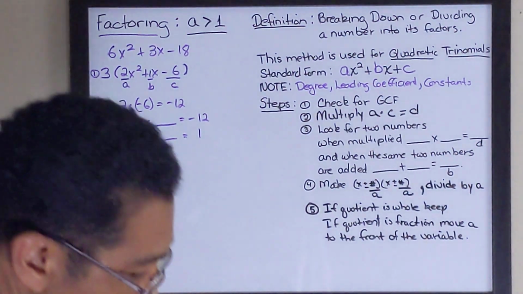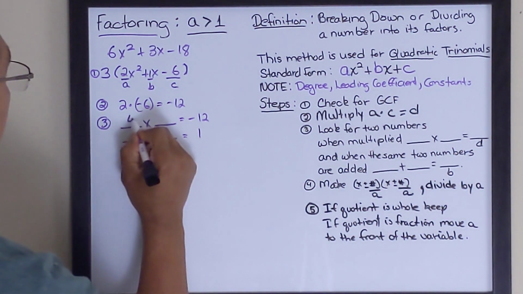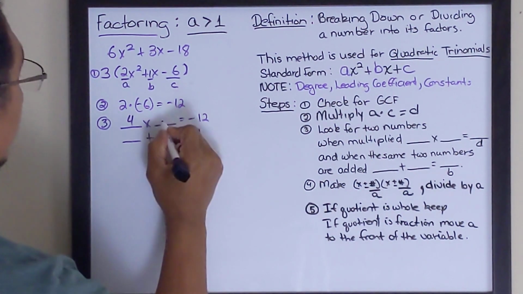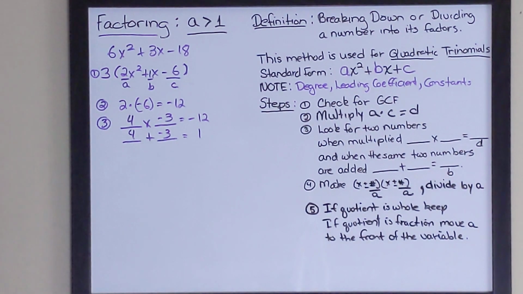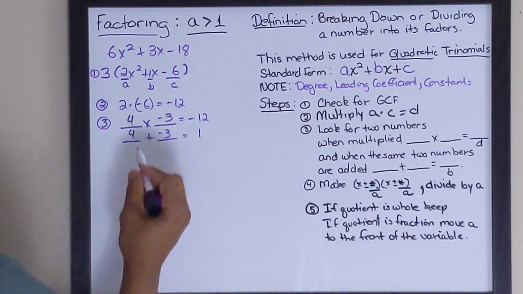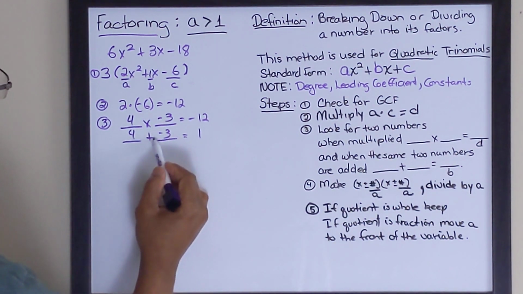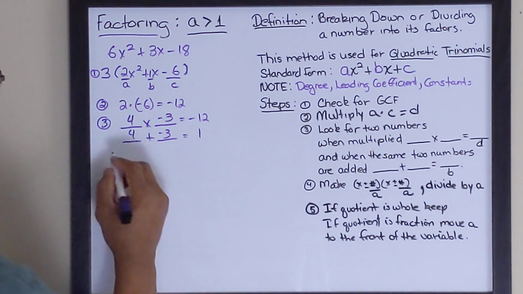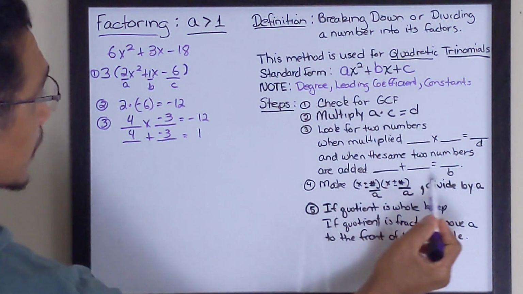After some trial and error, the values that we got are 4 and negative 3. Those are the only 2 numbers that will work. 4 times negative 3 will give us negative 12, and 4 plus negative 3 will give us a value of 1. That brings us to our 4th step.